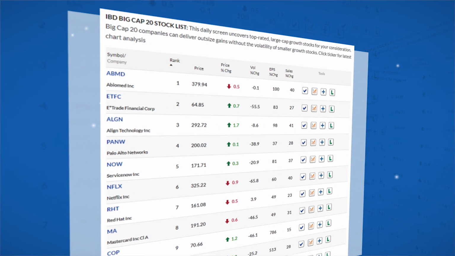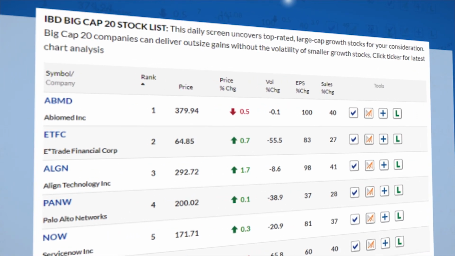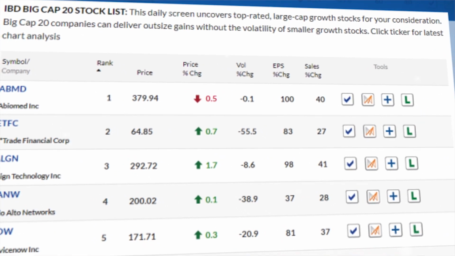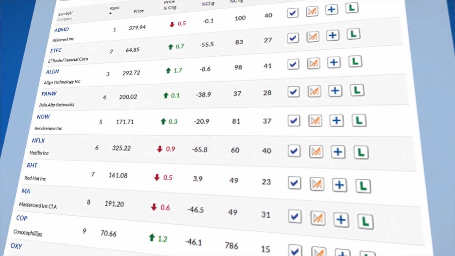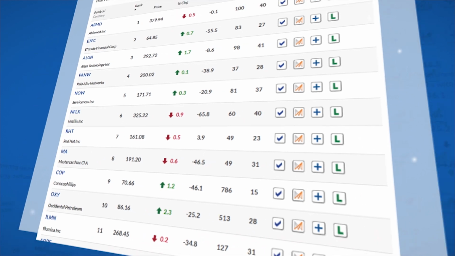The second list that I use is the IBD Big Cap 20. I love this list because it's the big cap stocks, and I tend to invest in large cap stocks because they tend to pay dividends, they tend to be safer, so I find this to be an incredibly important list for me to read on a weekly basis.